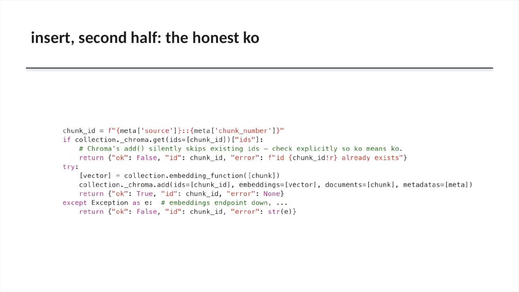Insert, second half. The id is the source, 2 colons, the chunk number: readable, and deterministic. Then a check Chroma will not do for us. If that id already exists, we refuse, and we say so. Chroma's own add would skip a duplicate silently, a KO pretending to be an OK. Then the real work. Call the embedding function on the chunk and hand Chroma 4 things: the id, the vector, the document, and the metadata. Return OK, or KO with the reason.